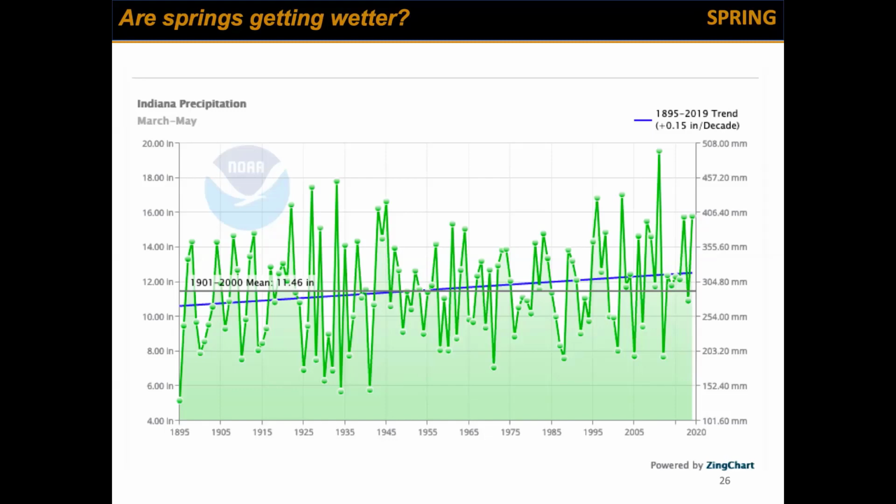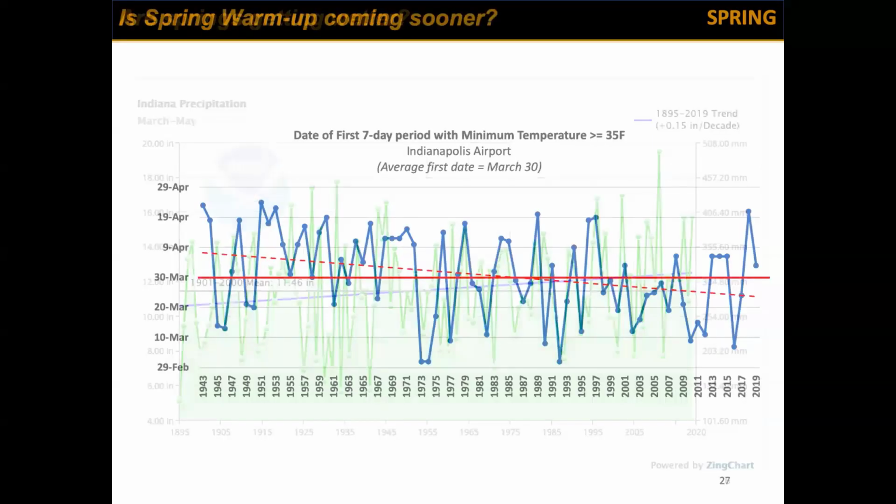So while there is certainly an increasing linear trend that can be derived from the data, perhaps a more significant story that comes out of this is the increasing variability that we're seeing. This makes trying to assume what a typical spring will be like very challenging.